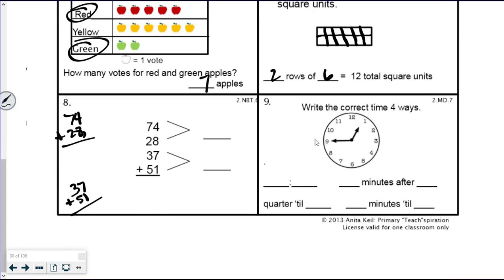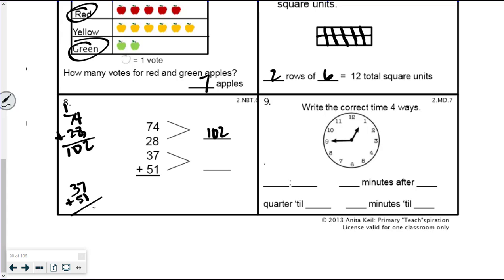Alright, we're going to show our work on this part down here. So let's see, 4 and 8 is 12. So 1 ten, 2 ones. And then 7 and 2 is 9, plus 1 more equals 100. So 102 on the top.